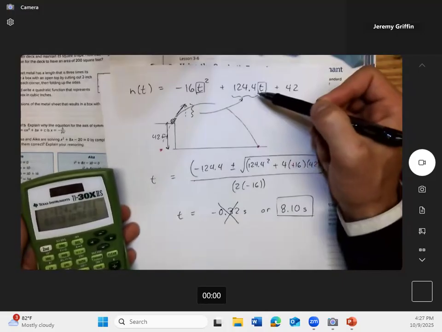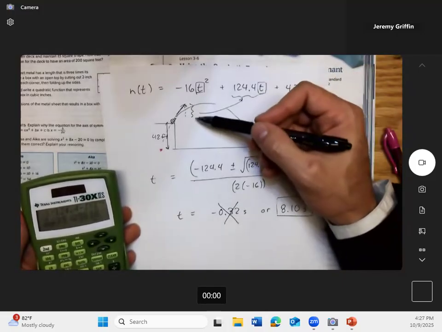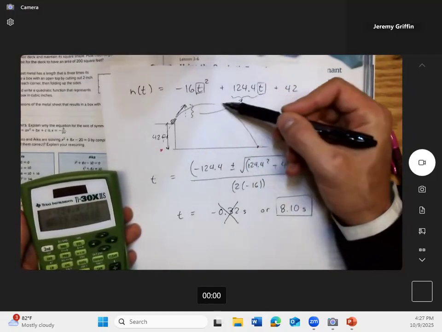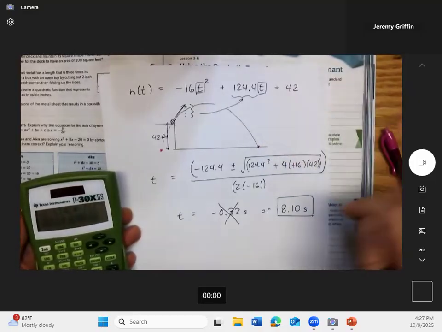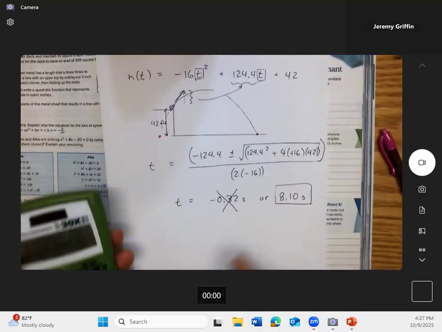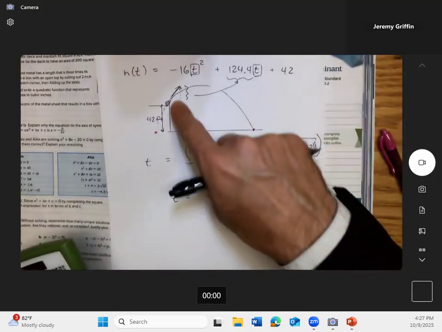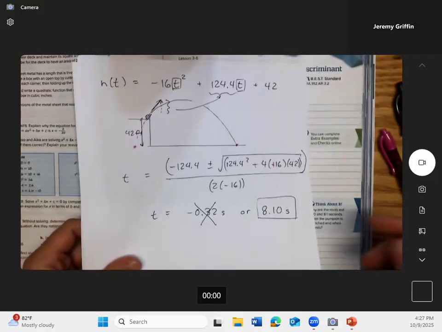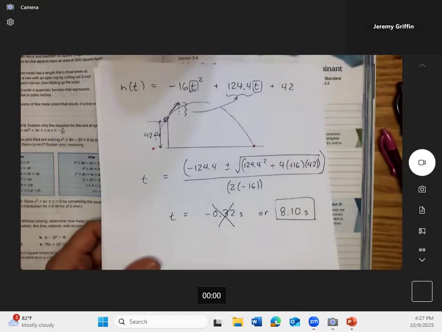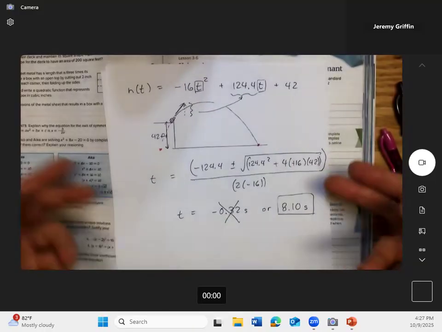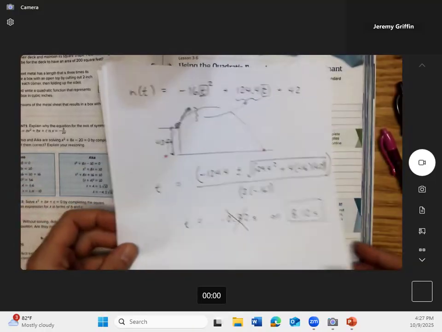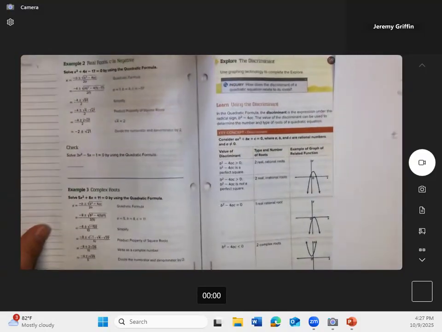I mean, if your velocity is about 124 feet per second strictly upward, it's going to be in the air for like 8 or 10 seconds before it's on the ground, from 42 feet up for that matter. Okay, so there you go. And pretty much all the questions in this lesson are going to follow that format because that's the quadratic equation right there. All right.